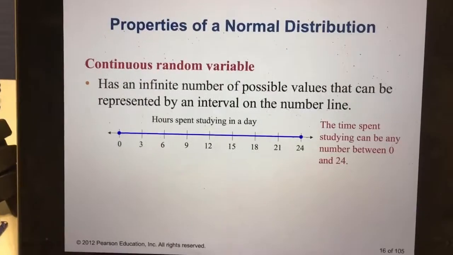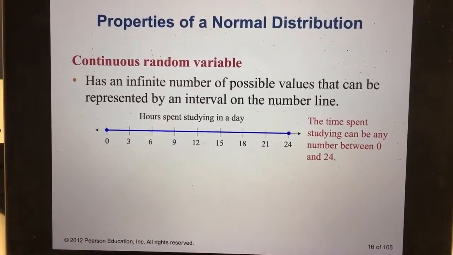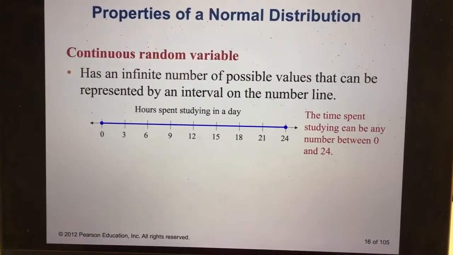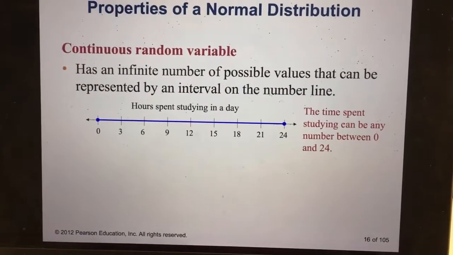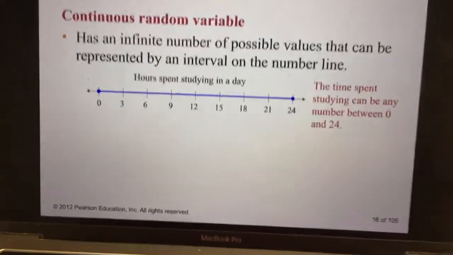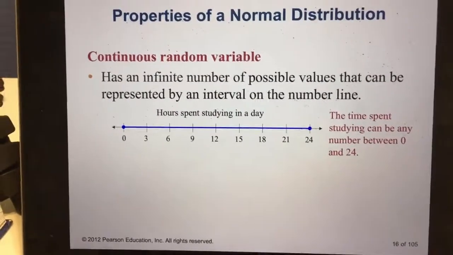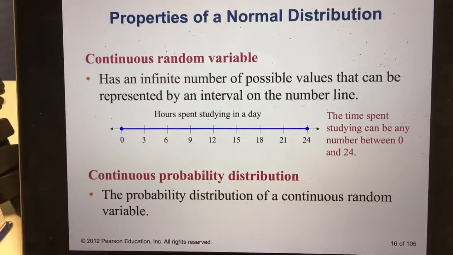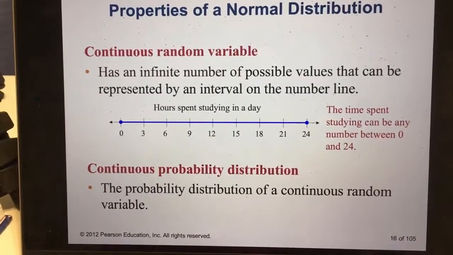A continuous random variable has an infinite number of possible values that can be represented by an interval on the number line. So here we have something continuous, which is hours spent studying in a day. The time spent studying can be any number between 0 and 24 theoretically, although I really doubt anybody could study for 24 hours straight, but maybe you're amazing like that. So, continuous probability distribution: the probability distribution of a continuous random variable.